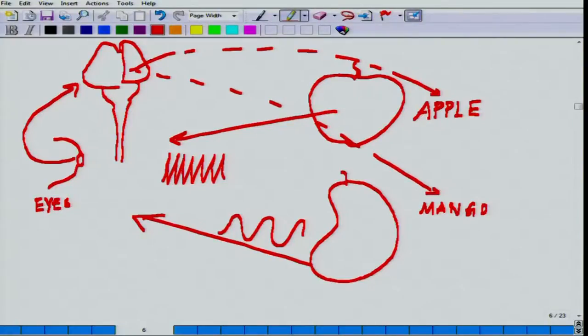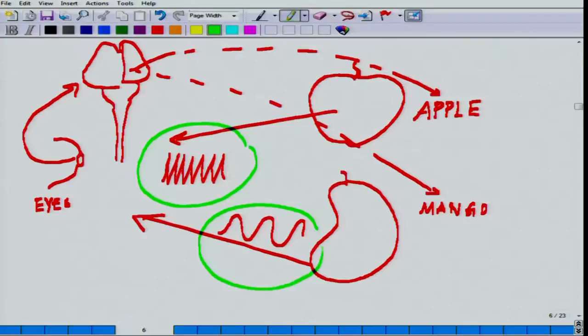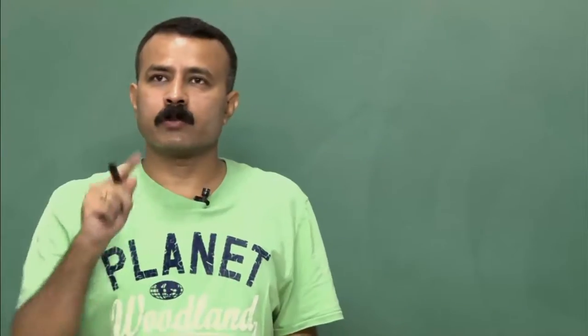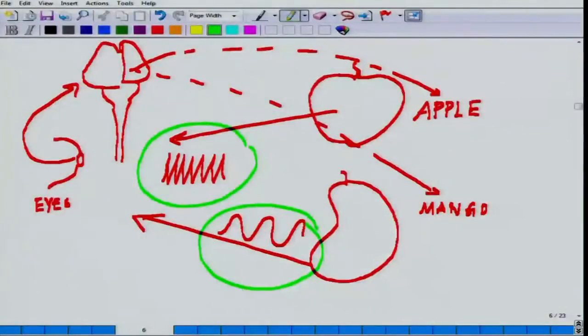So, in other words, what I am trying to highlight is, if I know this signal and if I know this signal, then technically I can feed that signal to make any blind person whose eyes are non-functional see an apple when this person is actually not seeing an apple, or a mango when this person is actually not seeing a mango.